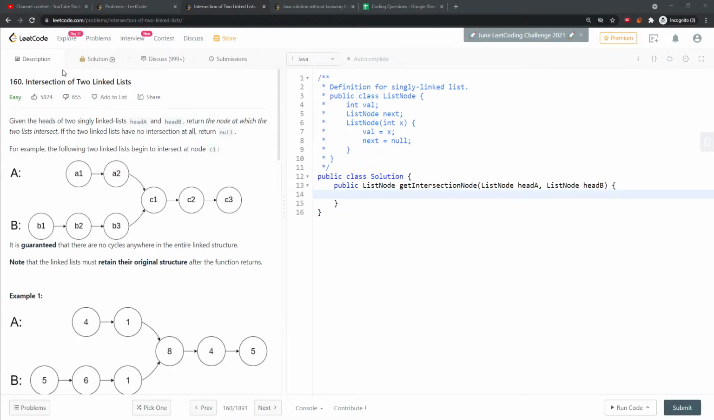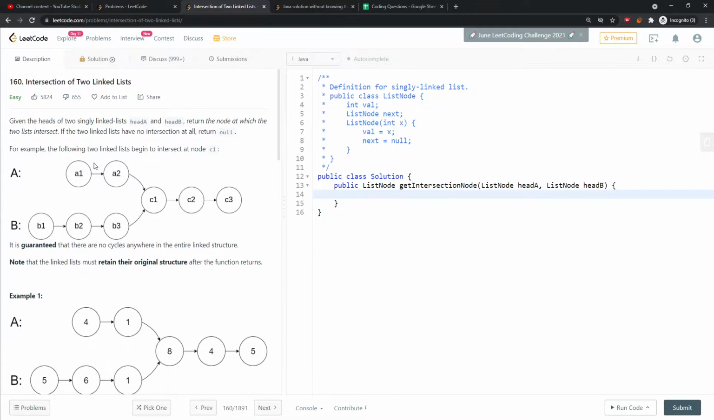Okay, let's talk about intersection of two linked lists. You are given the head of two singly linked lists, head A and head B. Return the node at which the two lists intersect. If the two linked lists have no intersection at all, just return null.